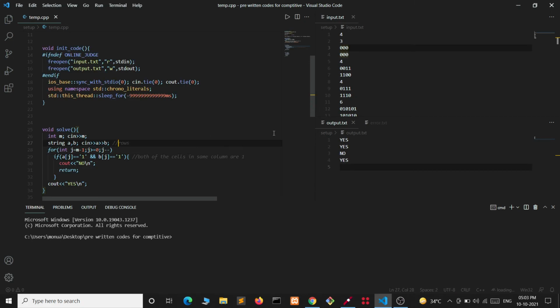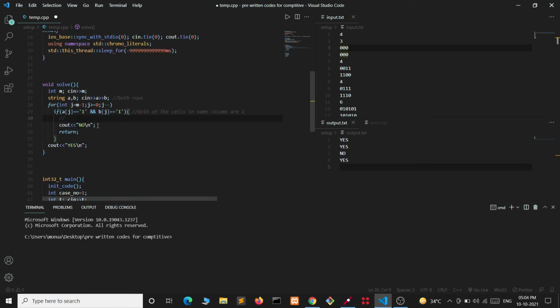Firstly, we are taking input of both the rows. Then we are going to each of the columns and checking if both of the cells in the column are 1, then we are sure that we cannot reach our target because we will not be able to cross that column.